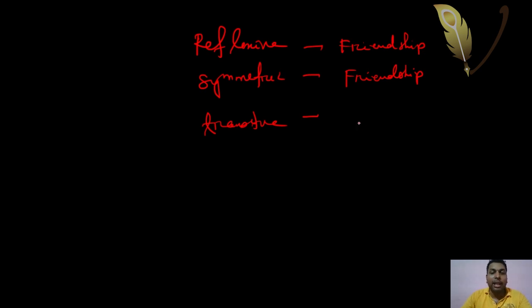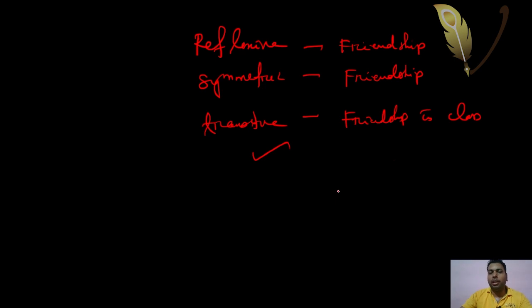But consider the friendship relation in a class. In a class, every student is a friend of itself. So if X is a friend of Y and Y is a friend of Z, then X is a friend of Z. So in a class, the friendship relation is transitive.